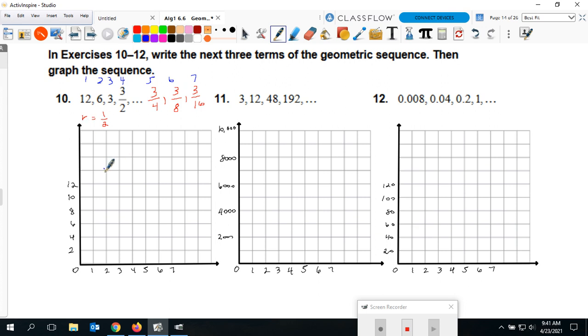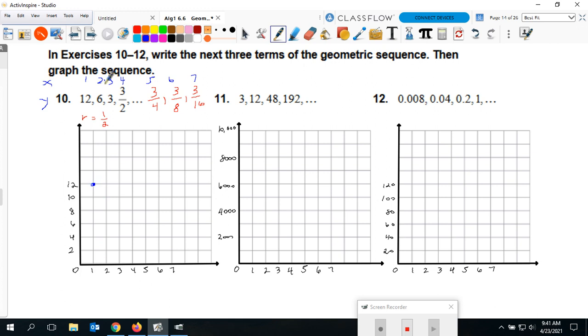As we graph these on this graph, these are your x's, these are your y's. Your x's are just the position number, first position, second position, and so on. And then the y is the actual number in the sequence. So first position, we're at 12. So we go all the way up to 12. We'll put a dot right there. There's the first position.